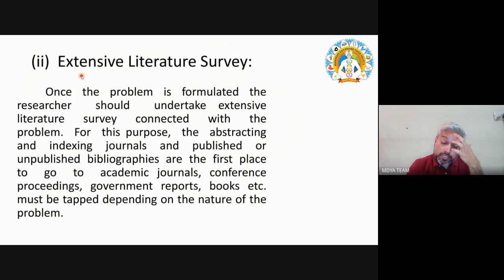During formulation of a research problem, an extensive literature review survey is always required. Once the problem is formulated, the researcher should undertake an extensive literature survey connected with the problem. For this purpose, the abstracting and indexing journals and published or unpublished bibliographies are the first place to go. Academic journals, conference proceedings, government reports, books, etc. must be tapped depending on the nature of the problem.